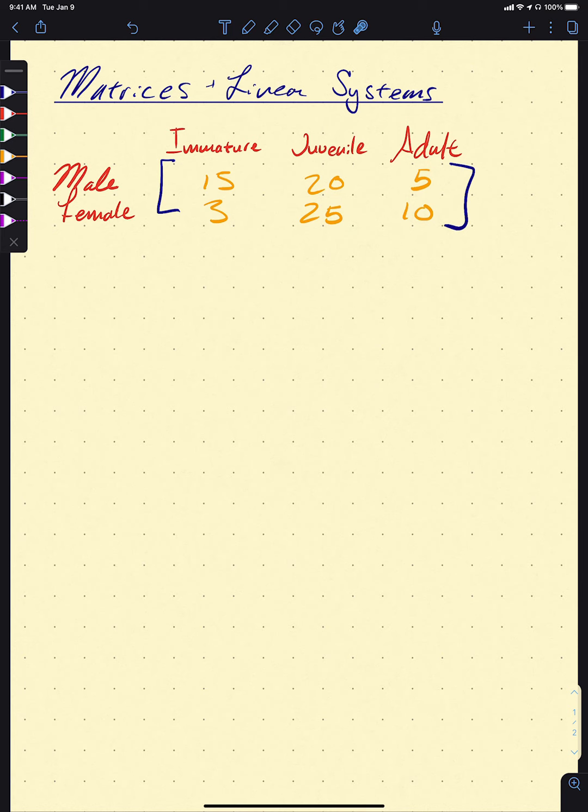Where this becomes really useful for us is using matrices that represent these linear systems. Say we have the following system: 2x minus y equals 5, and then we have x plus 4y equals 7, okay? And what we can do is put this information in what's called an augmented matrix, okay?